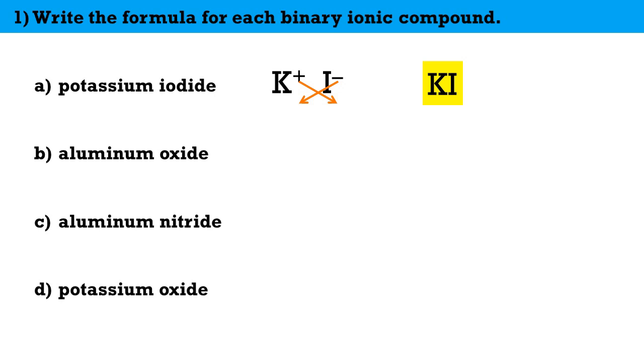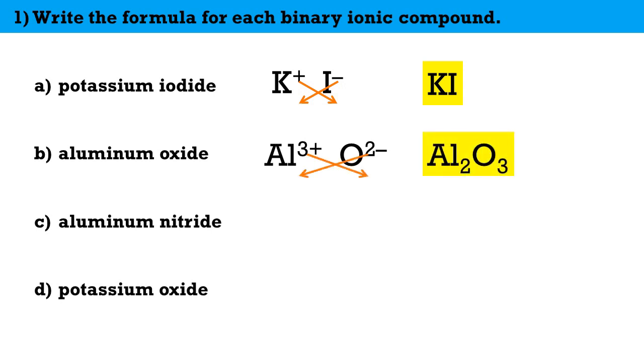Letter B, aluminum oxide. The formula of aluminum is Al3+, while the formula of oxide is O2-. By using the crisscross method, the formula will become Al2O3. Ang ratio ng subscripts ay 2:3. This is already the smallest whole number ratio, so this is the correct chemical formula.